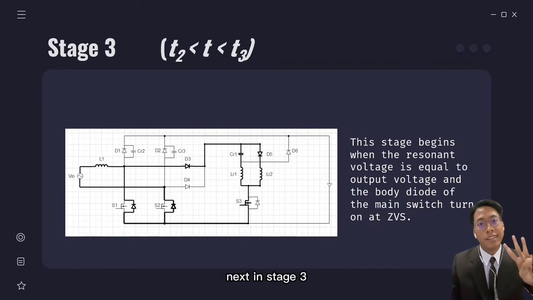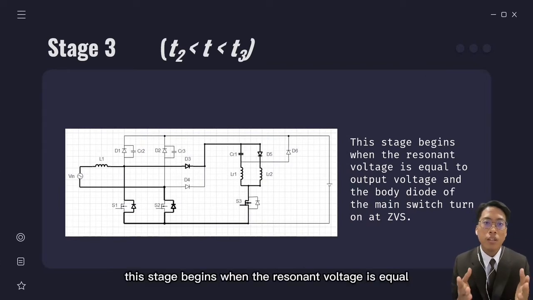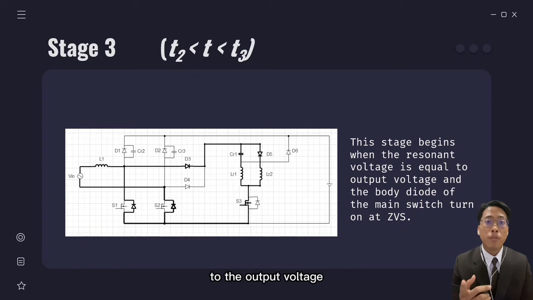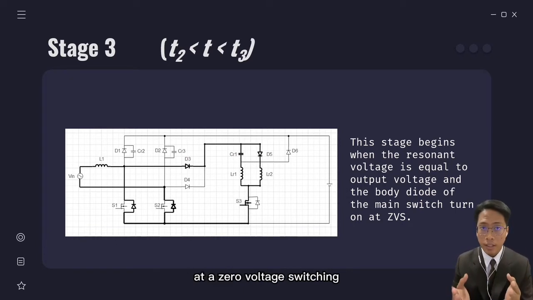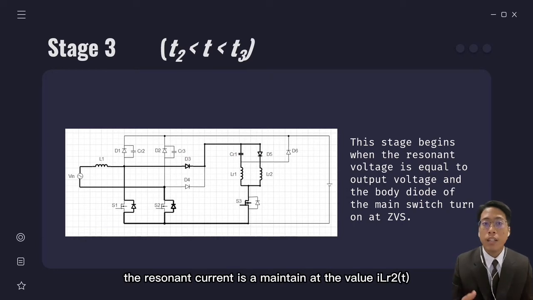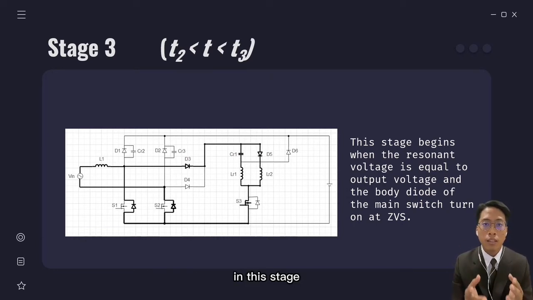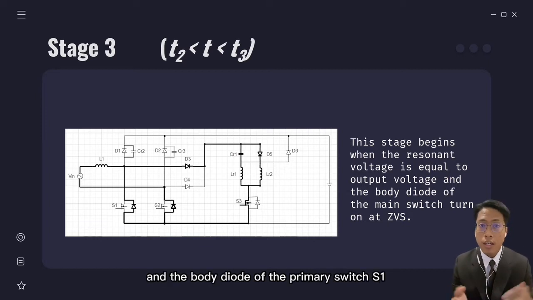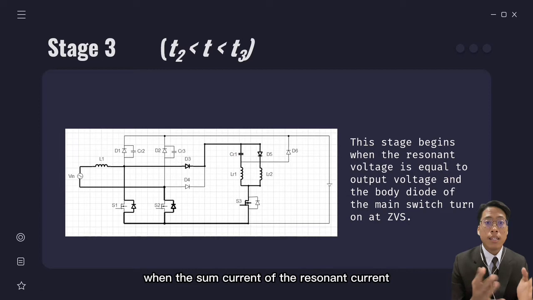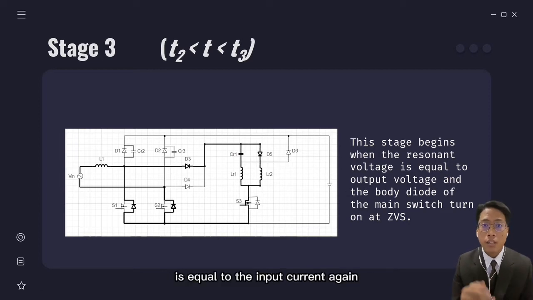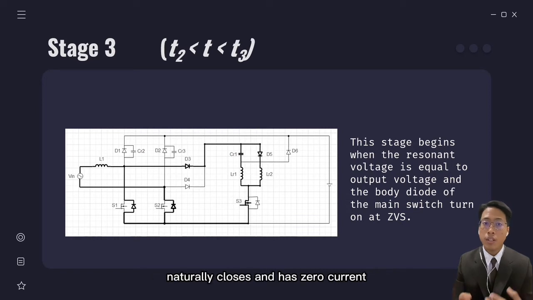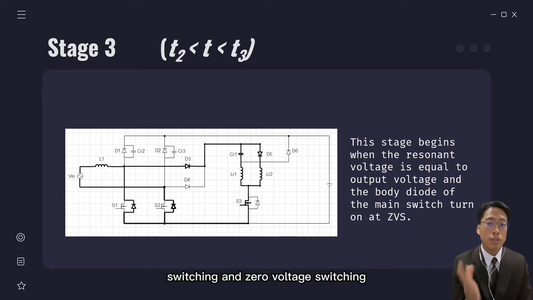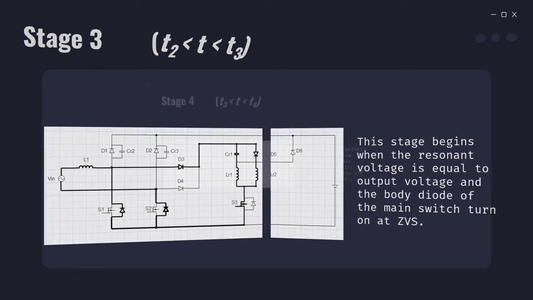Next, in stage 3, this stage begins when the resonant voltage is equal to the output voltage and the body diode of the main switch turns on at zero voltage switching. The resonant current is maintained at the value ILR2 in this stage because of the freewheeling loop and the body diode of the primary switch S1. This stage ends when the sum of the resonant currents is equal to the input current again, and the body diode of the main switch S1 naturally closes at zero current switching and zero voltage switching.